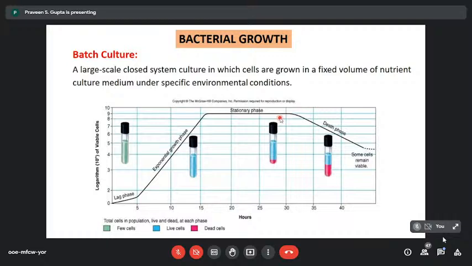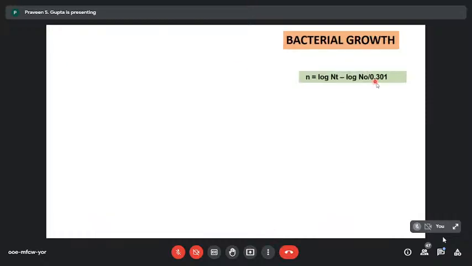In that phase, some are growing, some are dying, so it is nearly a straight line. Then the bacteria are not getting any nutrient, and hence they move towards the decline or death phase. So remember, in the exponential growth phase, they can produce primary metabolites, and in the stationary phase, they are able to produce secondary metabolites.